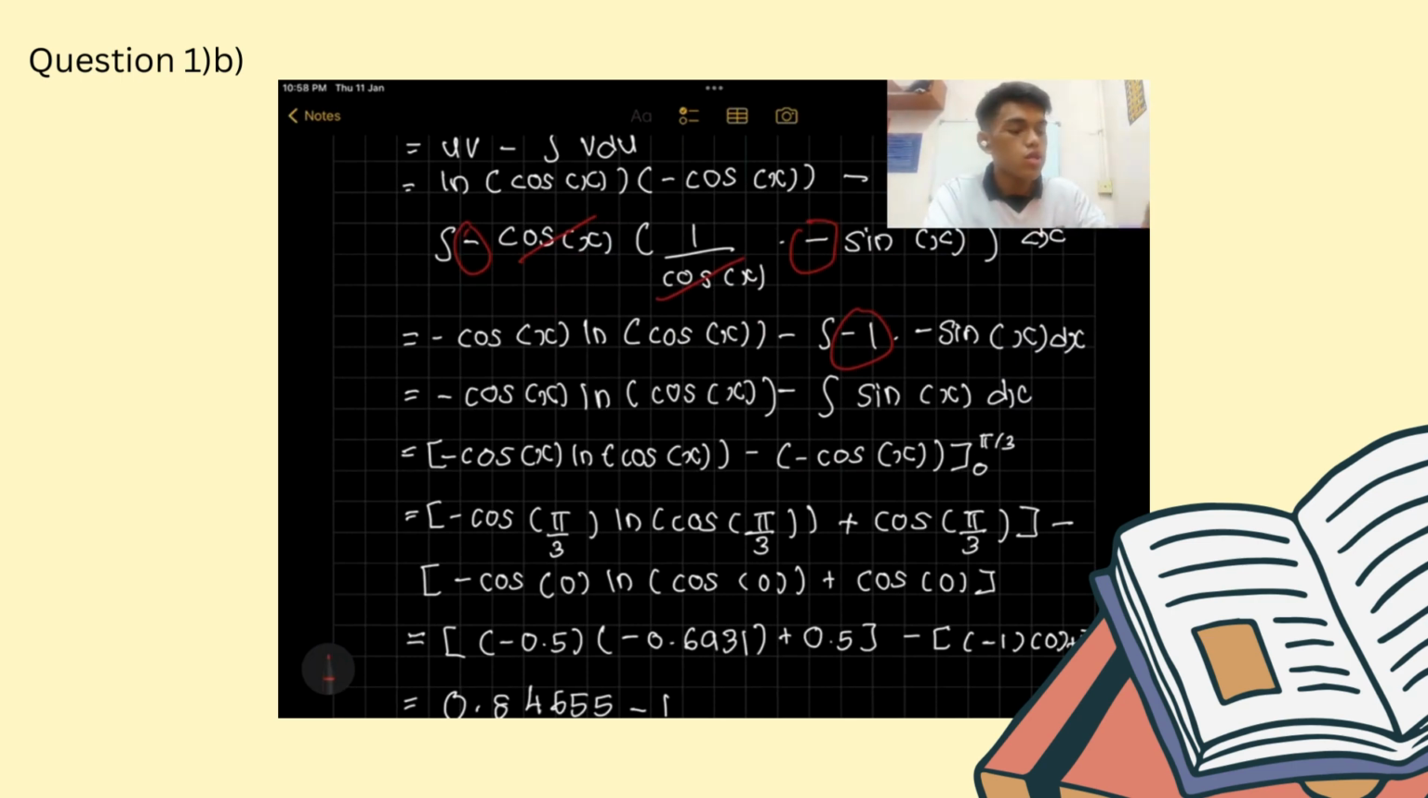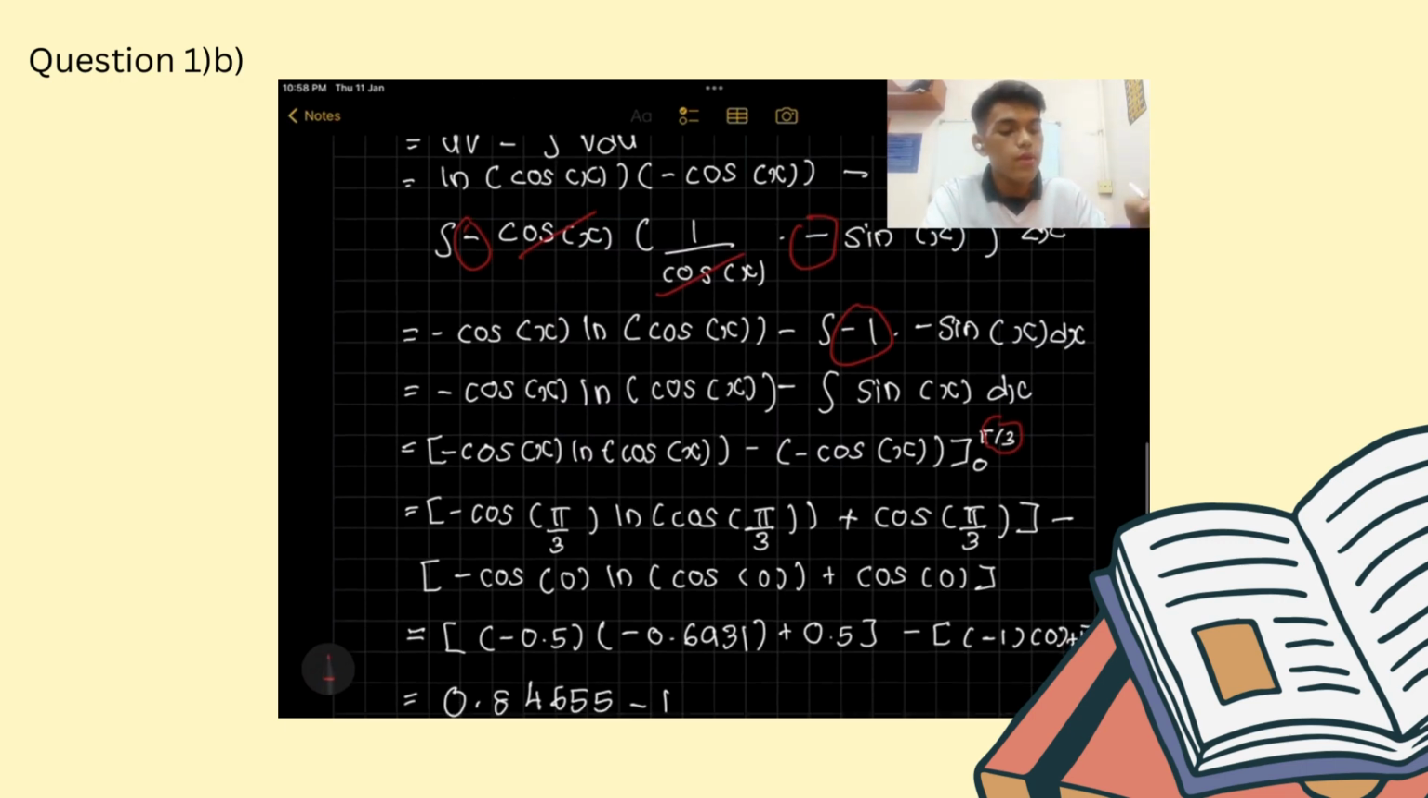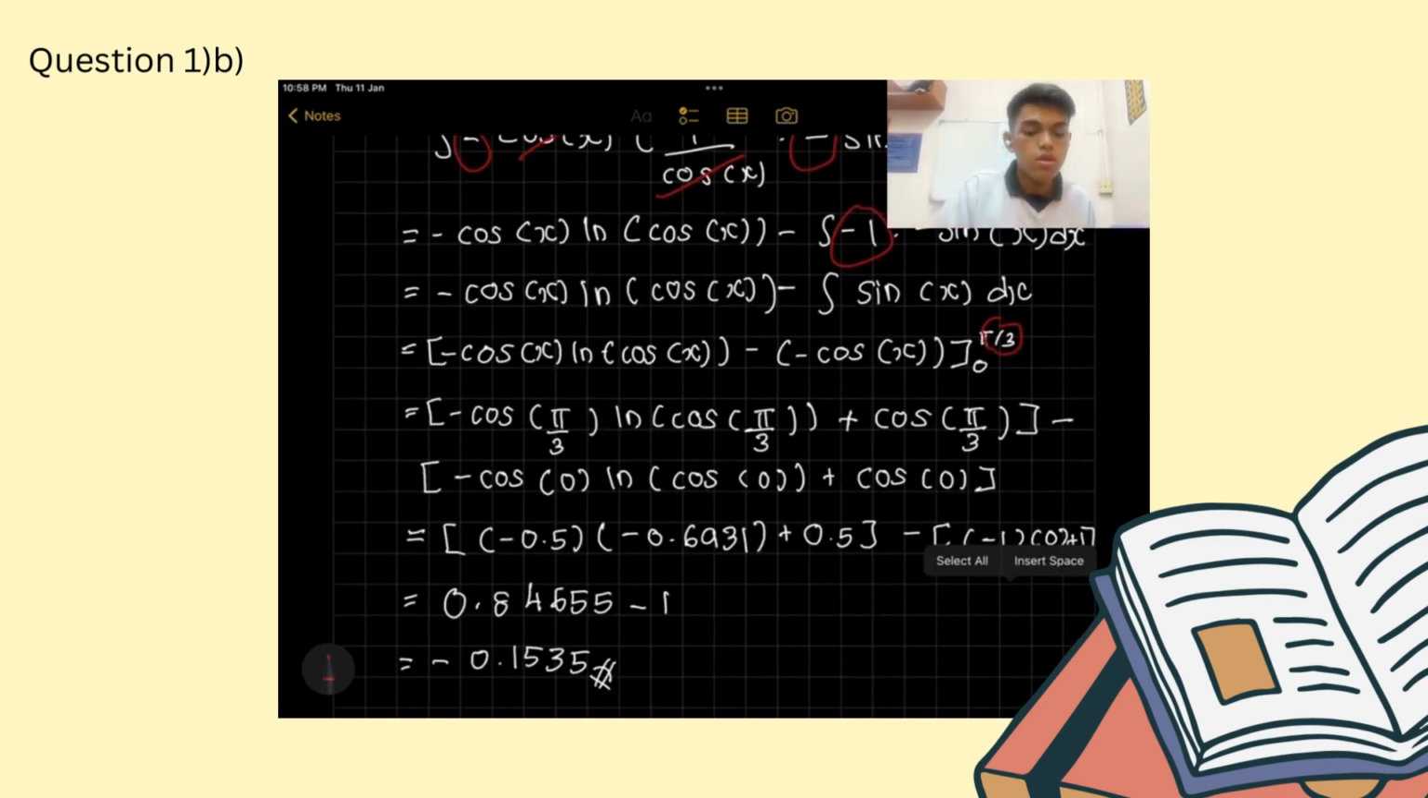After that, it's not finished yet because we need to put in the limits given by the question, pi over 3 and 0. After we put in the limits, it becomes negative cos pi over 3 ln cos pi over 3 plus cos pi over 3, minus negative cos 0 ln cos 0 plus cos 0. It becomes negative 0.5 times negative 0.6931 plus 0.5. After that, we minus the cos 0 part, which becomes negative 1 times 0 plus 1.